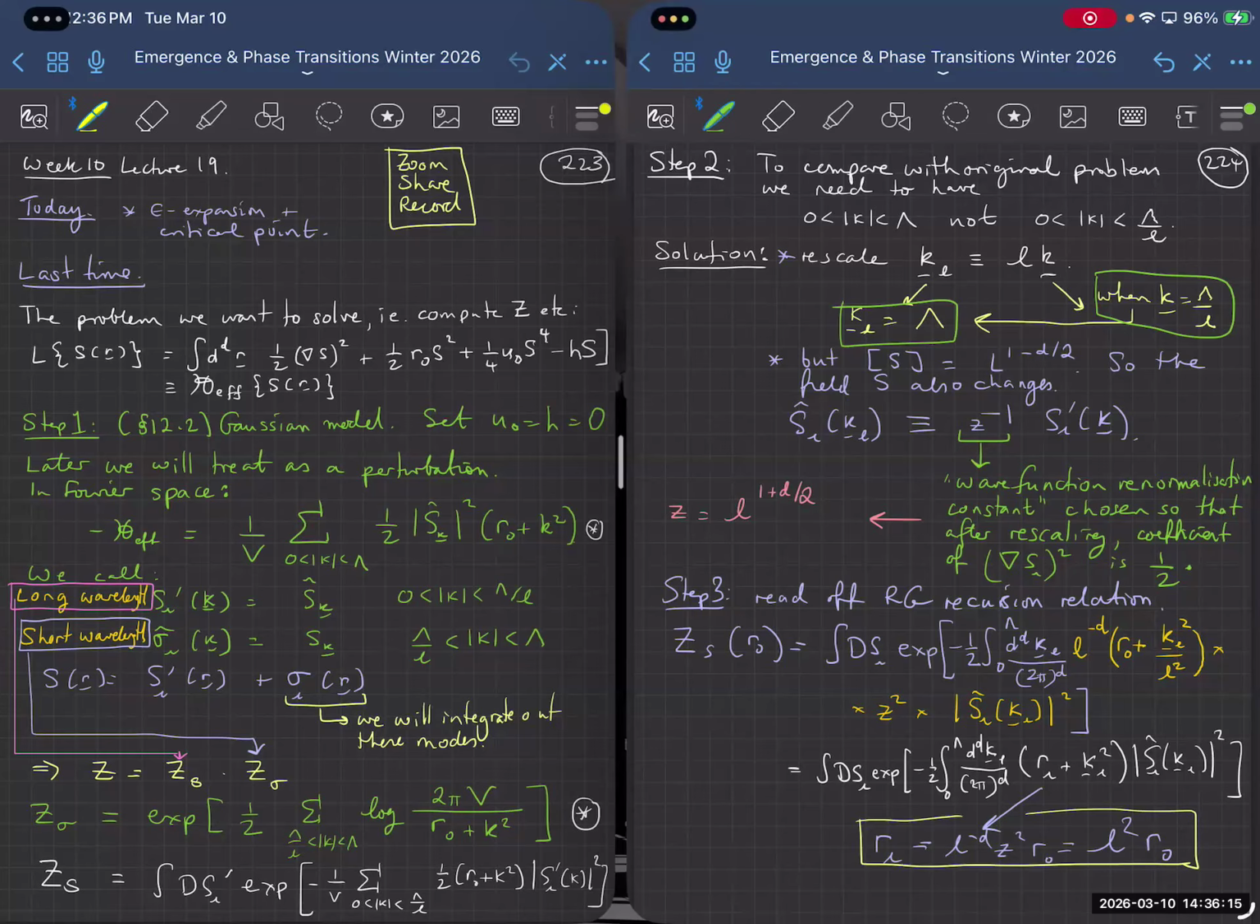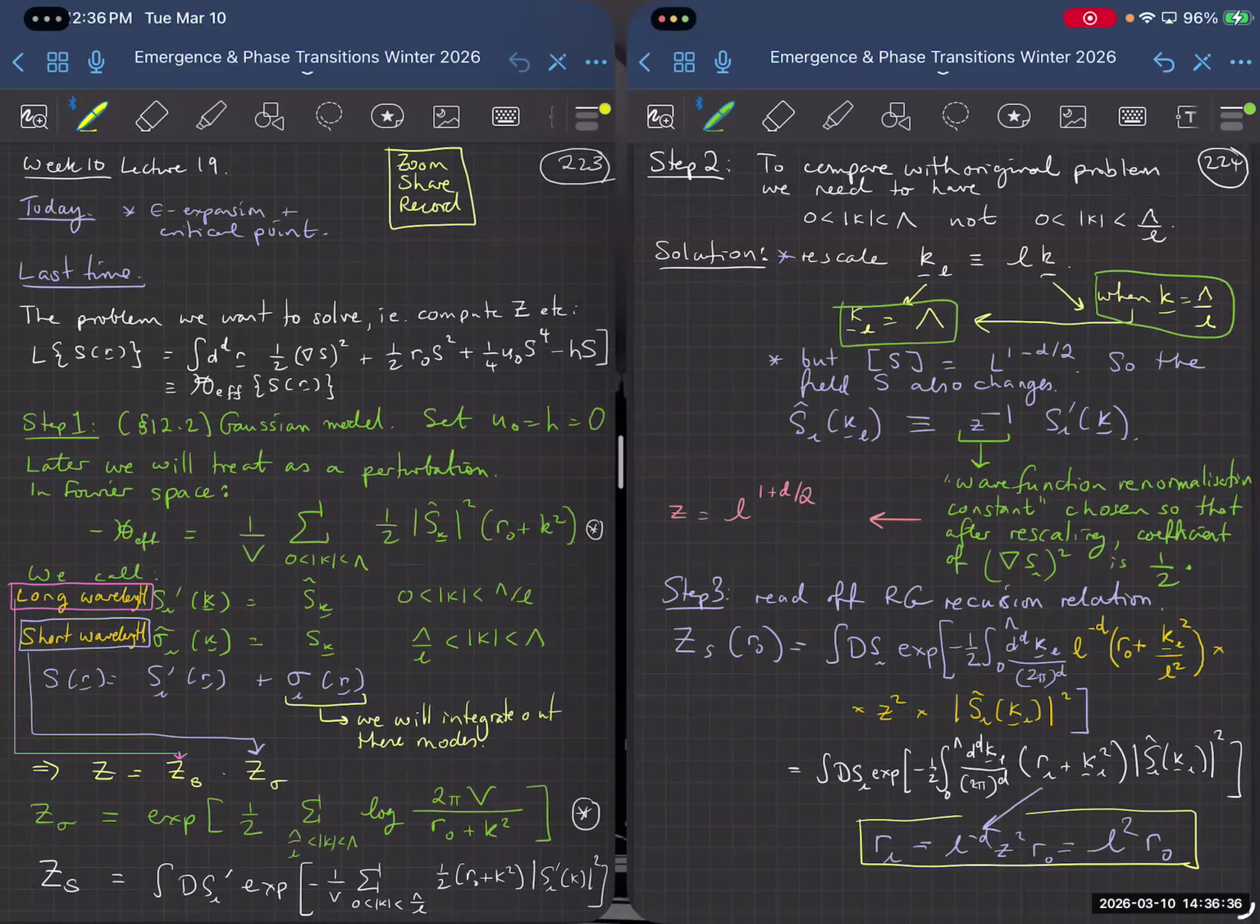But it's more complicated than that. The reason is that the field S, the field that we're integrating over, itself has dimensions. It goes as L to the power 1 minus d over 2. So when we rescale space to fix our k problem, that means the field is also going to change.